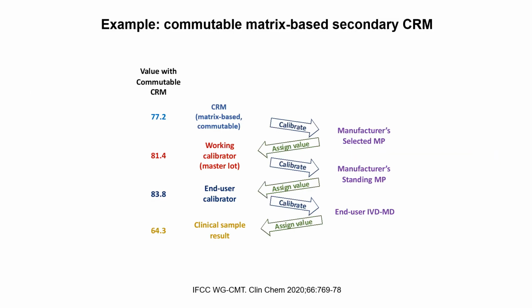So here's an example with numbers. A commutable matrix-based secondary certified reference material is used to calibrate the manufacturer's selected measurement procedure and subsequent steps in the metrological traceability chain. If the CRM has a value of 77.2, the working calibrator might have a value of 81.4, the end user calibrator some other value based on the calibration hierarchy, producing a result of 64.3 for a clinical sample. These are just example numbers.